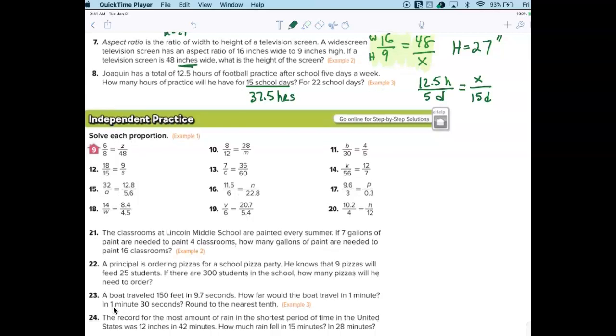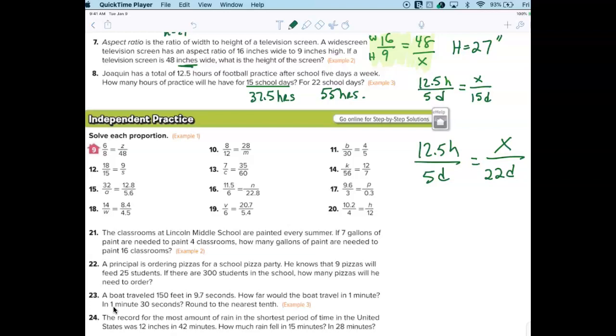All right. Now it wants 22 days. So again, I put 12.5 hours over 5 days, and then I put 22 days down here and X up here. That's mandatory. The calculator is going to do the work for you. So someone tell me, for 22 school days, there would be what? Does anybody else agree with that? Is that right? So put 55 hours in. Is everybody pretty happy with that?